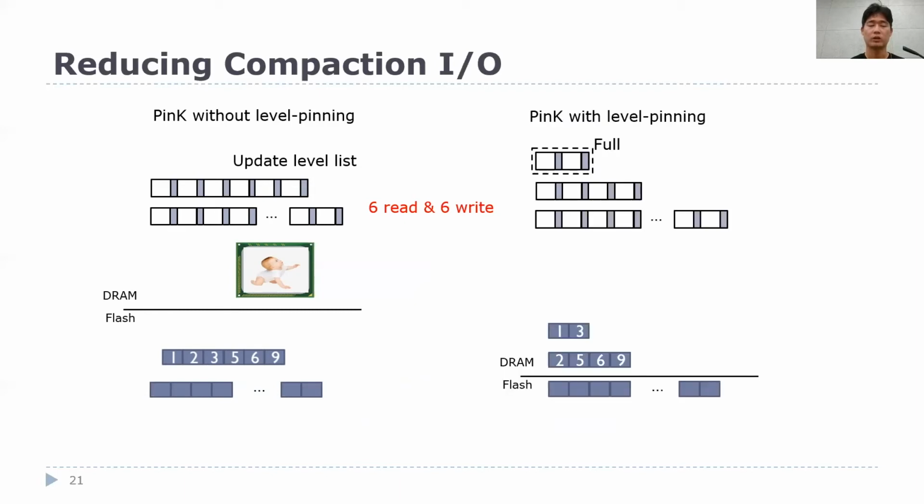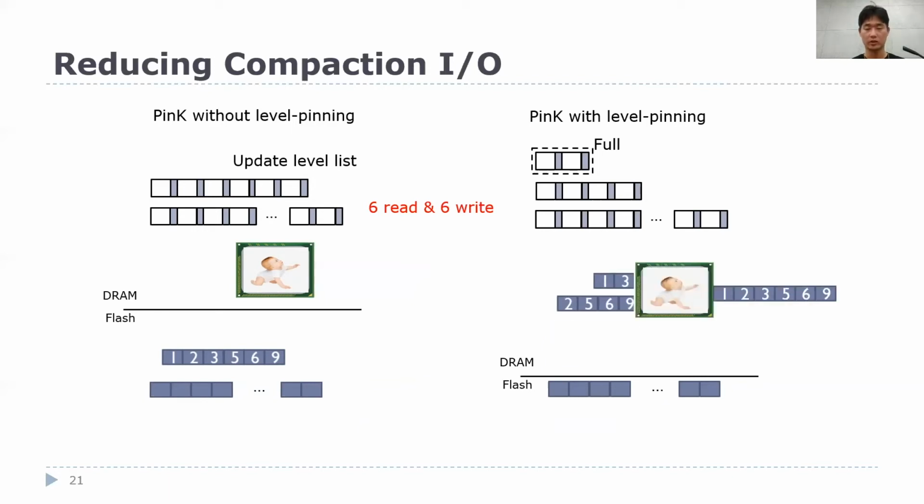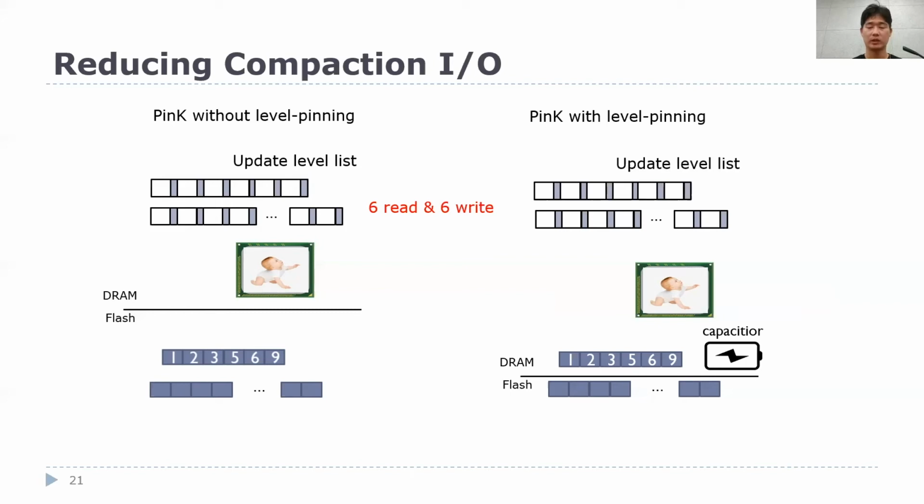Let's consider the level pinning case. Since the target meta segments already exist in the DRAM, it just sorts the data and stores the new meta segments in the DRAM. These newly made meta segments can be protected by the capacitor in the SSD. After that, the level list is updated and the compaction is finished. The compaction process does not include any flash accesses. However, the CPU overhead of sorting still exists.